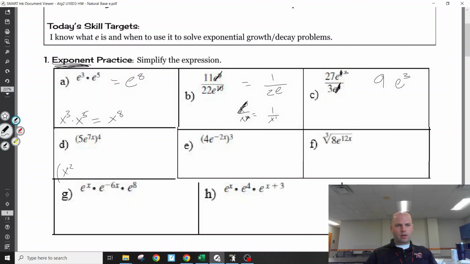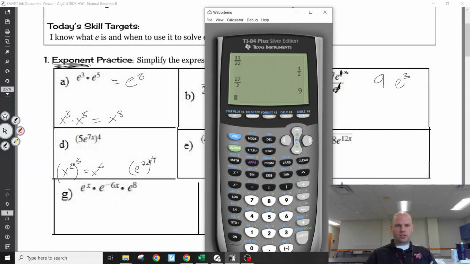Remember, a power to a power, x squared to the 3 is x to the 6th. We multiply the two numbers. So I have e to the 7x to the 4th. I would multiply 7x and 4 together. Now, what's 7x times 4? Well, it's just 28x. If you wanted to, you could do e to the 7x 4 times, and then add up all the 7x's.